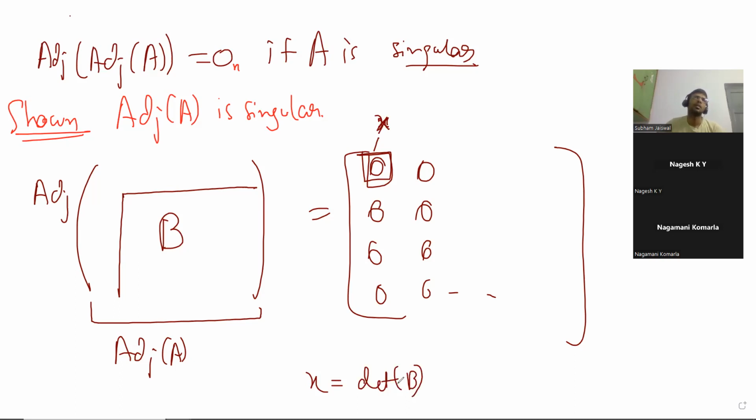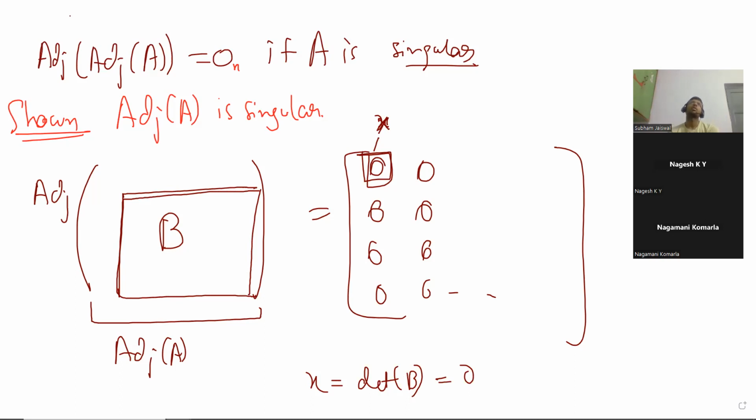Yes, sir. But in general, we'll have that plus minus sign. That is fine, I'm not interested in that. It is 0, whether it's plus 0 or minus 0. So we want to show that this is 0, which means you want to show that this matrix is actually singular, right?